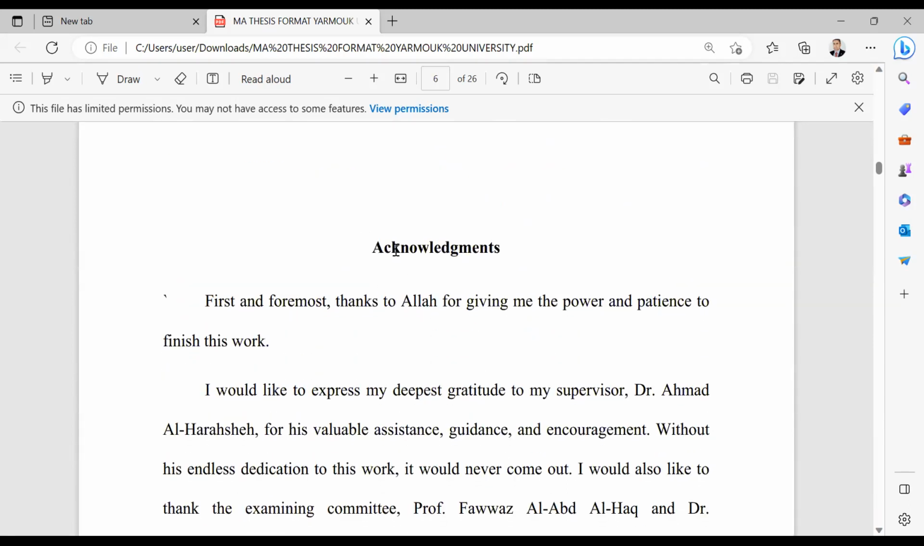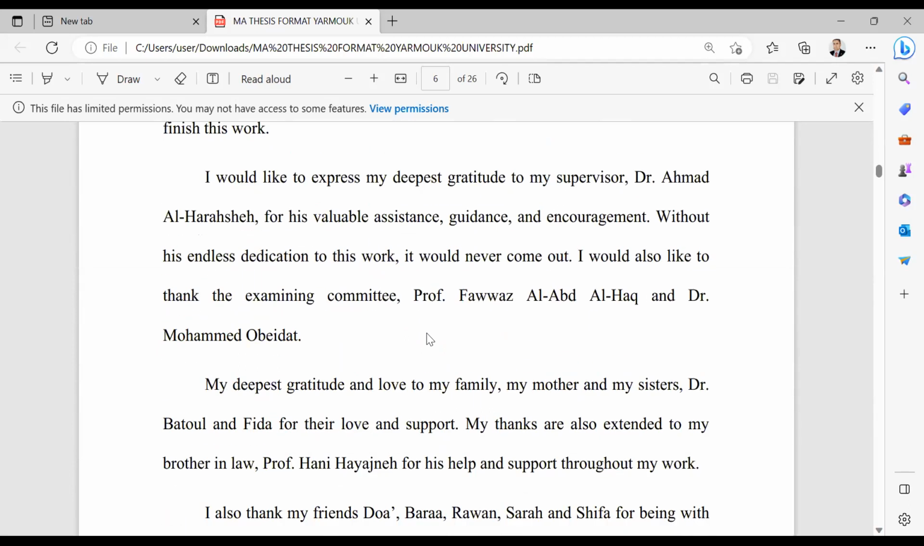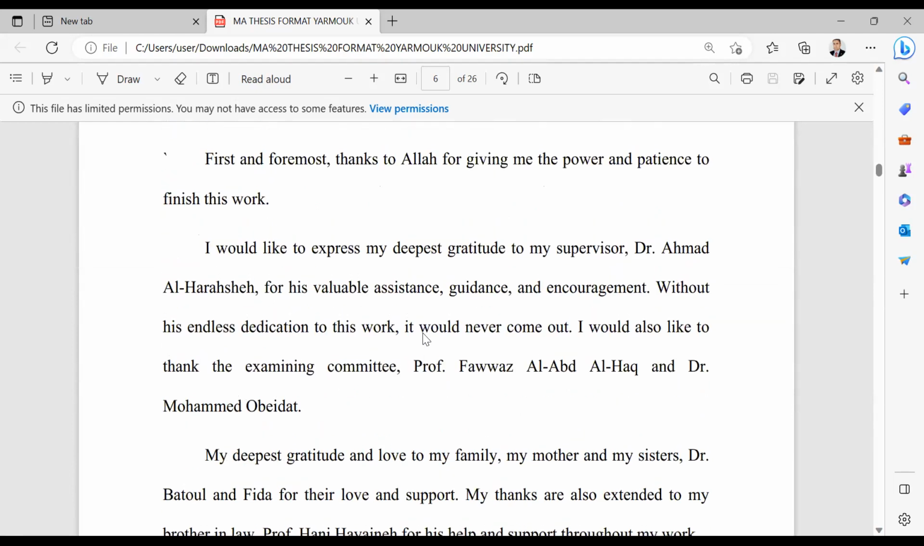After that, the acknowledgements. Usually we have nearly the same format for the acknowledgements. First of all, you should thank Allah subhanahu wa ta'ala for giving you the power and patience for finishing this work. After that, you should thank your supervisor. It is obligatory. Your supervisor first, then the internal examiner, then the external examiner.